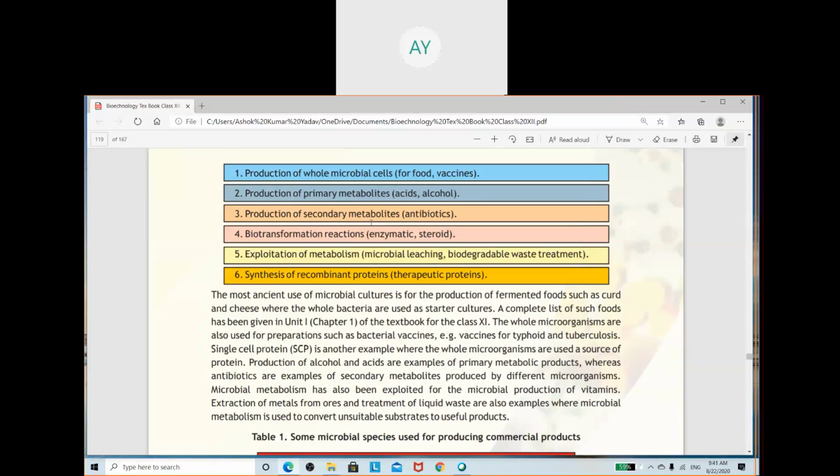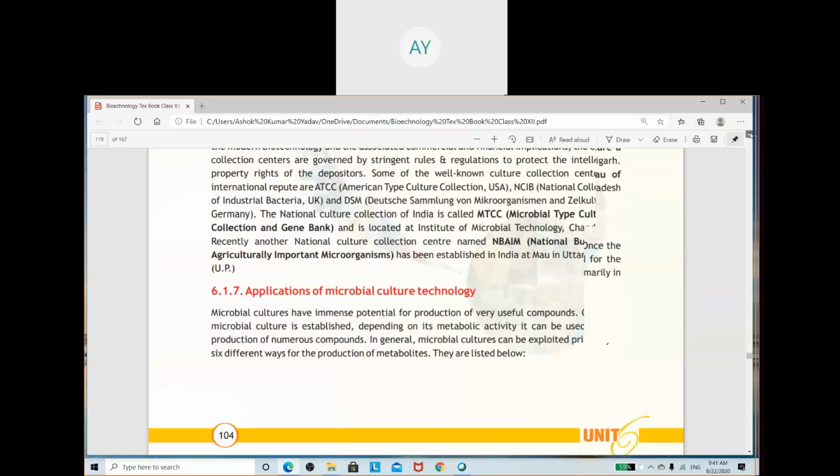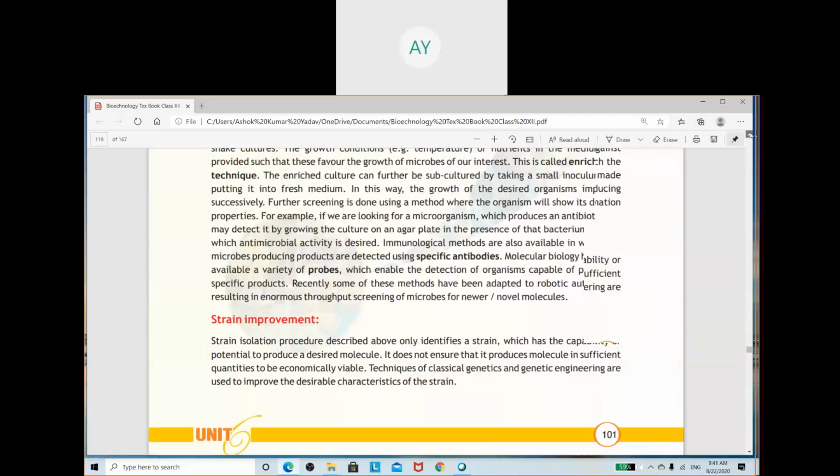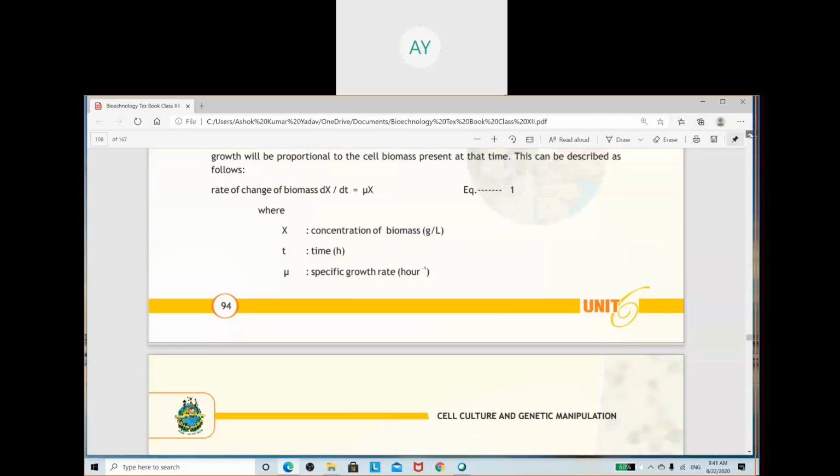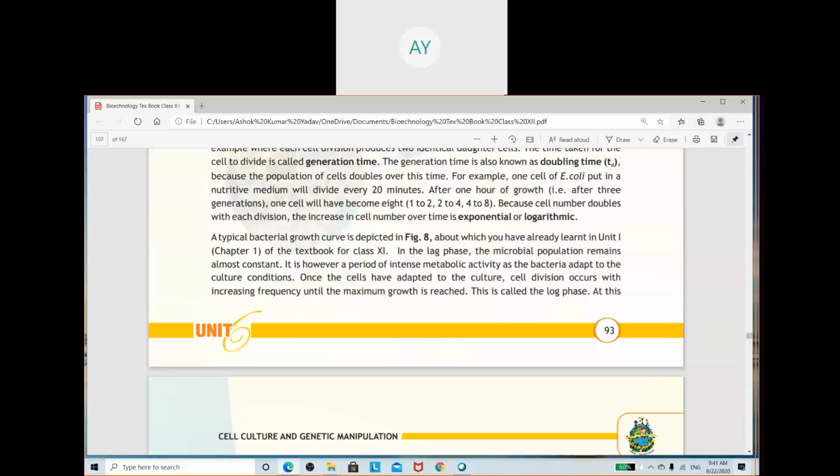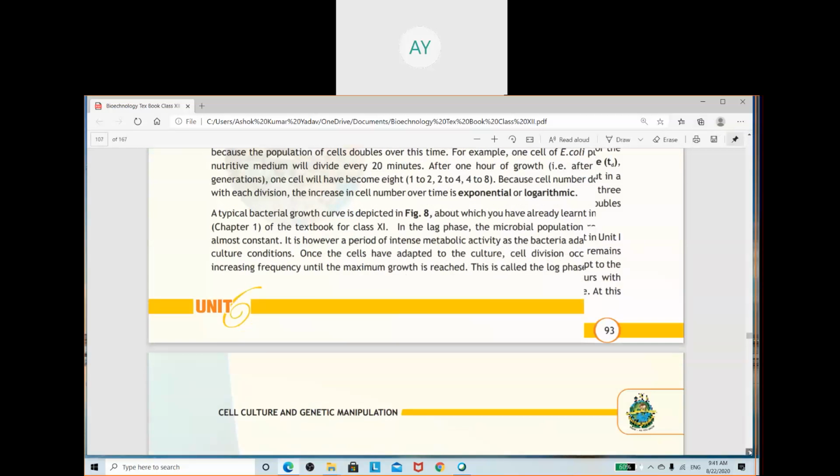Primary metabolites are generally produced in the log phase, that is the exponential phase, the sigmoid phase. If you are not understanding what lag phase and log phase mean, try to know what they are. Do you know this thing or not? I am explaining the lag phase and log phase; I have already explained it one time.